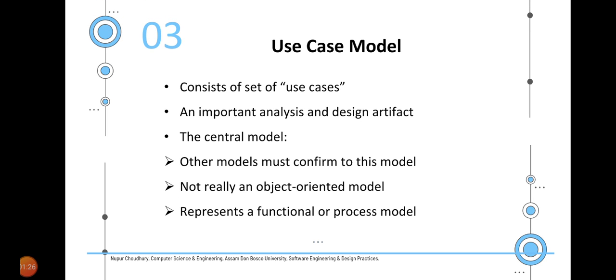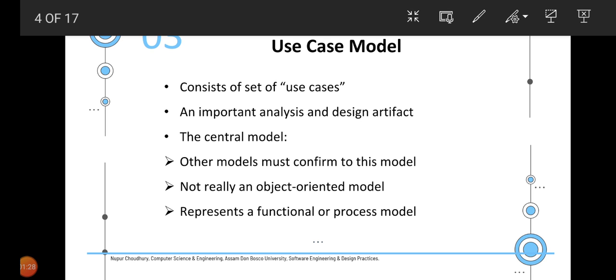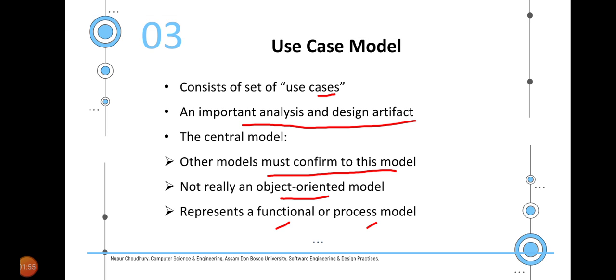Now talking about the use case model, basically it consists of a set of use cases and it becomes an important analysis and design artifact. We can also consider this use case model a central model because other models must conform to this model, and it is not only an object oriented model but also represents a functional or process model. This is because it is always a high level representation.